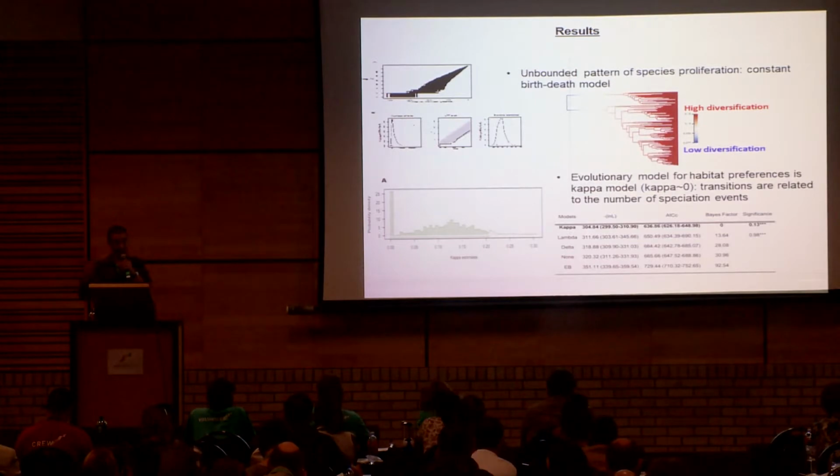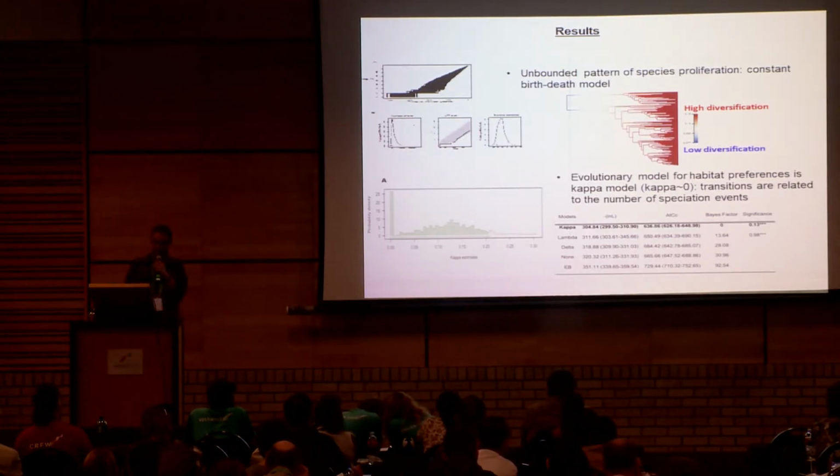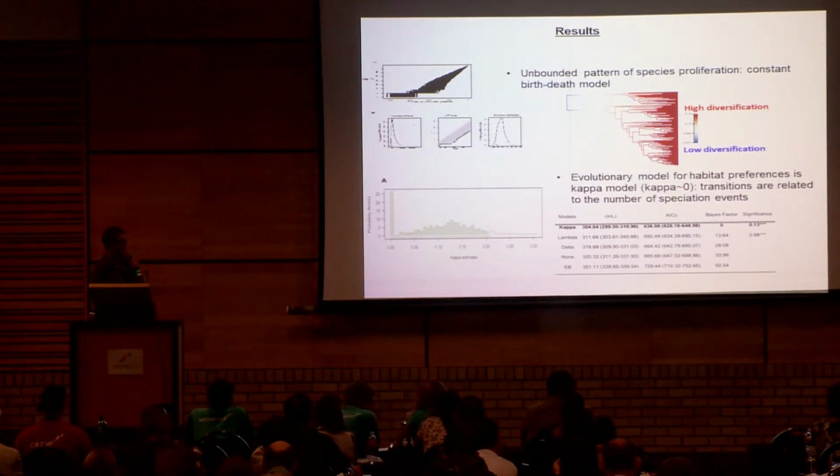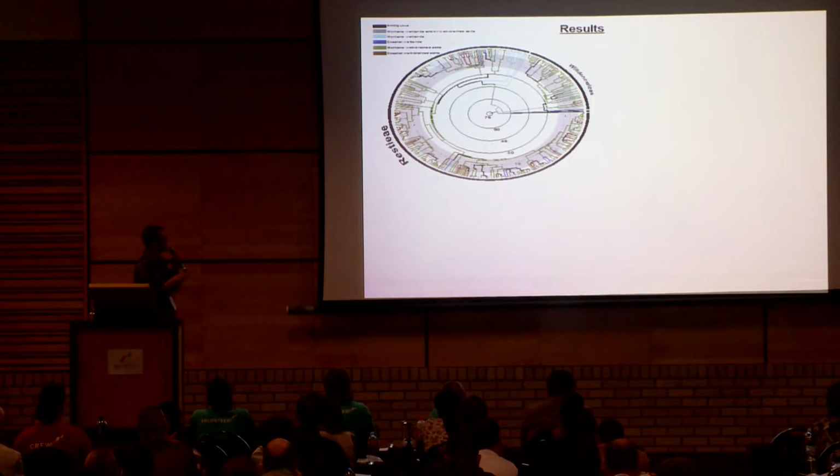And when we actually map habitats on this, we find that, let's forget about the methodological details, the best model is a kappa model, and that's close to 0, statistically significant. What it means, and I'll show you on the next slide, is that every single transition from one habitat to the other is linked to the speciation events. So each time there is a dichotomy, a speciation event, there is a transition into a novel habitat.